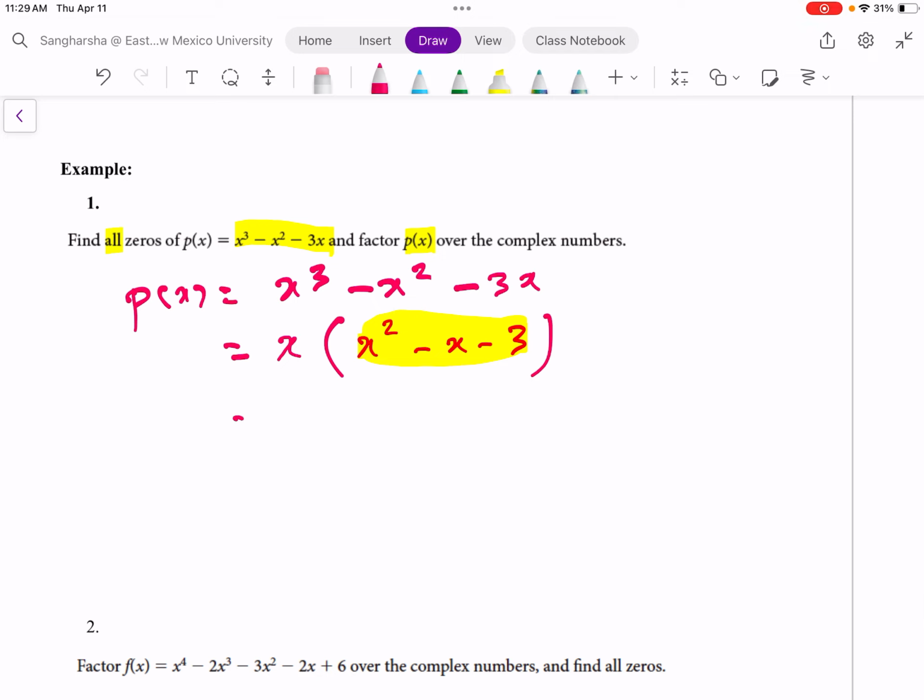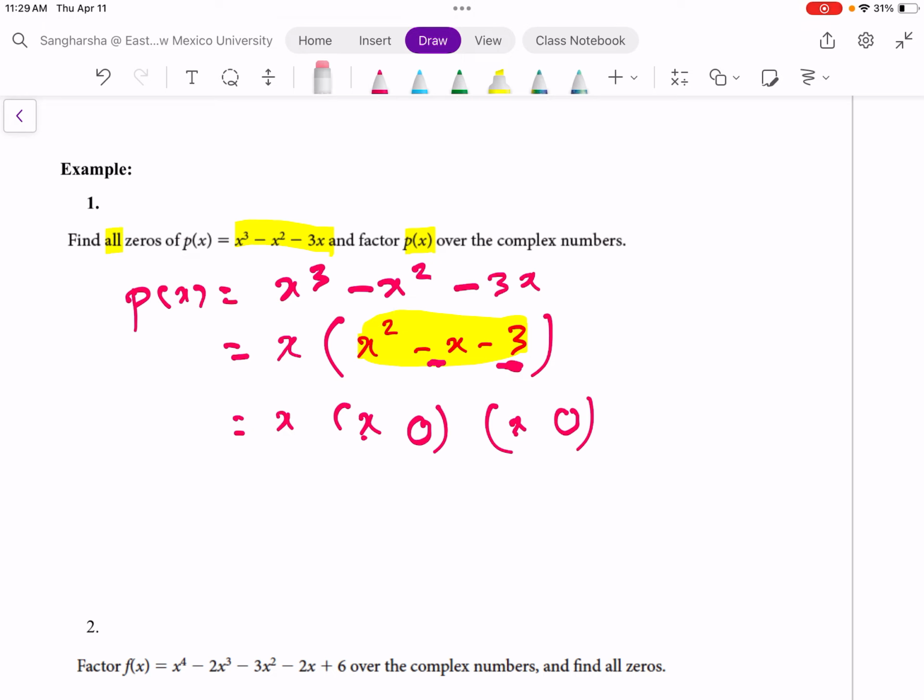Let's try one more time. So let's use the FOIL method. What should be the first term so that we get x square? X. Now can we find two numbers whose product is -3 and sum is -1? No, right? So we can't find them, which means we have to use the quadratic formula here to factorize this one.